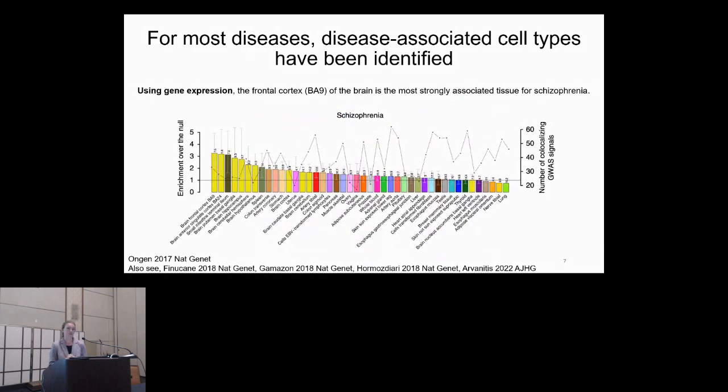On the other hand, if we were to use gene expression data, specifically eQTL data, so meaning we have not only gene expression, but paired genotype data across those individuals, this method called RTC Coloc was able to identify that the frontal cortex of the brain was the most strongly associated tissue for schizophrenia based on the tissue and cell type level data that they had, which honestly was mostly from GTEx.